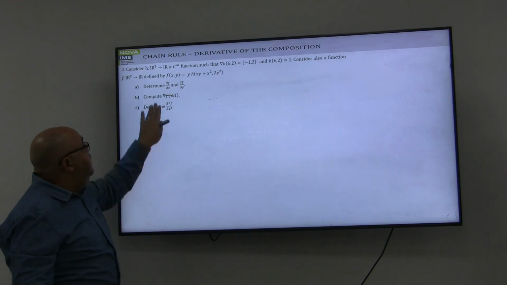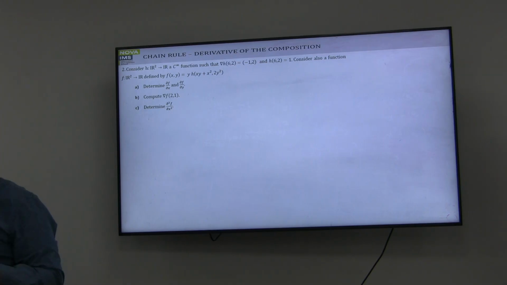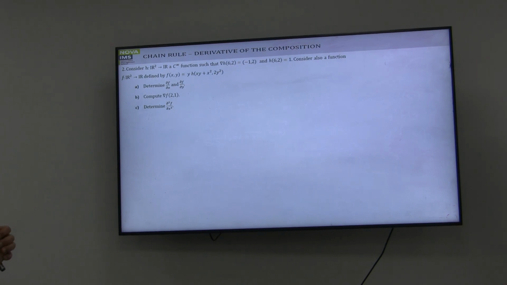This is a much better problem, well constructed. This is a really very important idea. See how it's all going to work together. First of all, he gave you, consider h running from R2 into R.